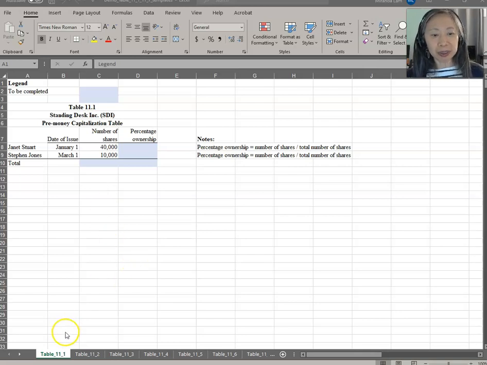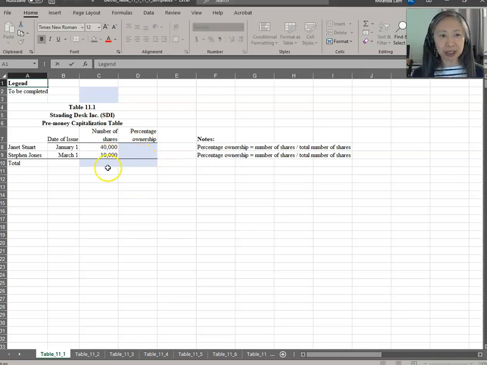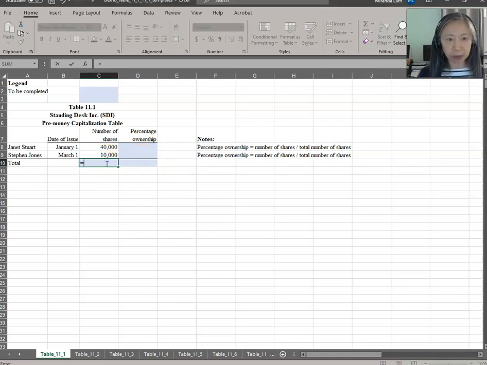The first table, which is the first tab, table one, is the basic cap table when the company was just starting. So there are only two owners, and here are the shares that they have issued each other. The cap table is to compute the percentage ownership. So the first thing we need to do is to compute the total number of shares. And then the percentage ownership is just the individual's number of shares divided by the total in the firm.